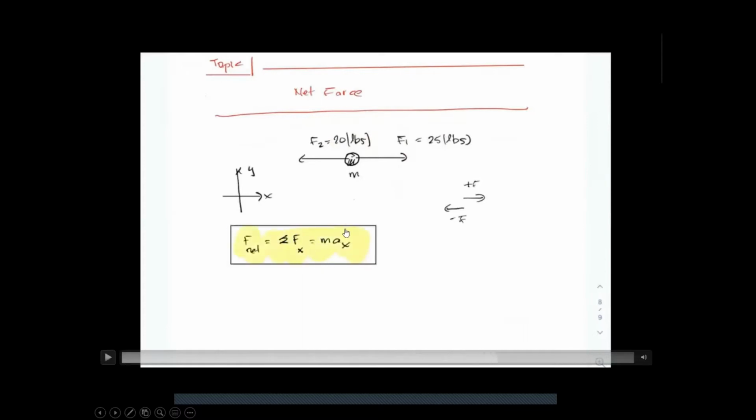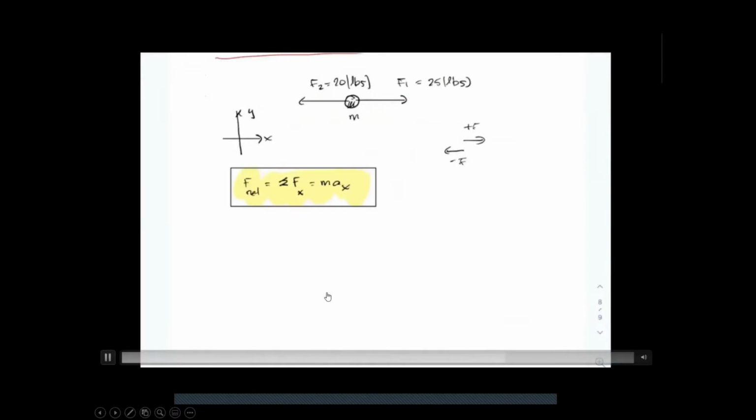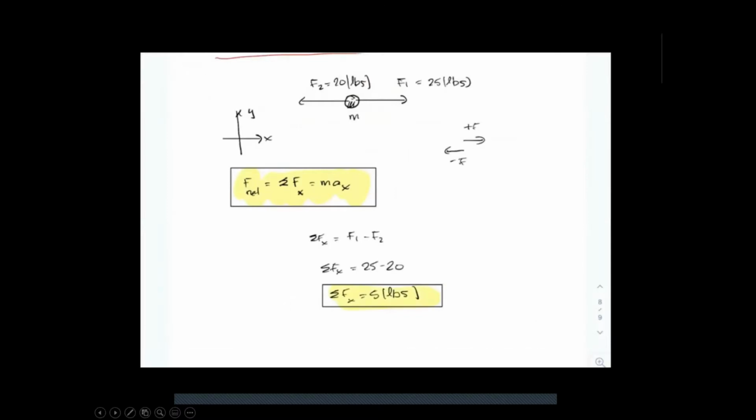Now, the net force is just the summation of all the forces. In this case, you've got F1 to the right, F2 to the left, so it's going to give you 5 pounds. This is a real simple illustration of what a net force is. It's just the subtotal of all forces.